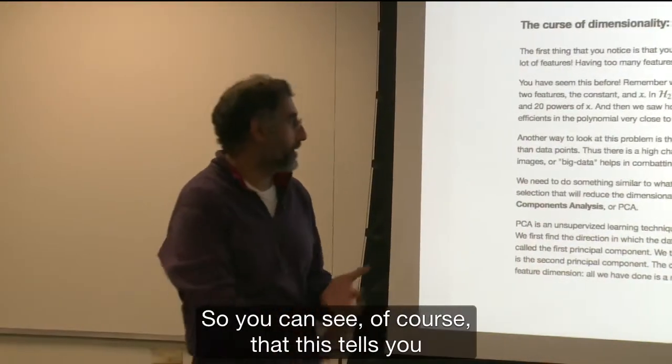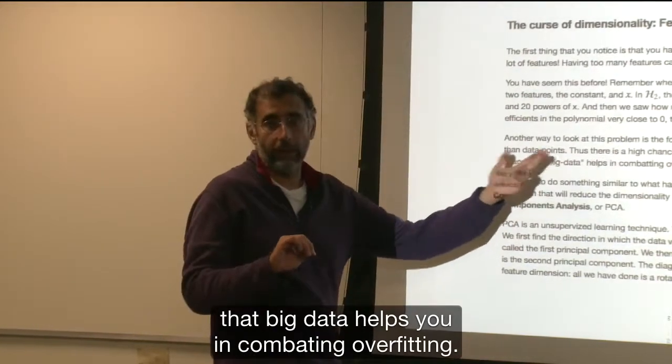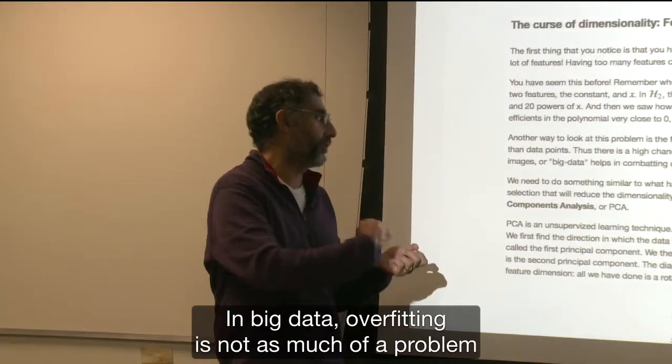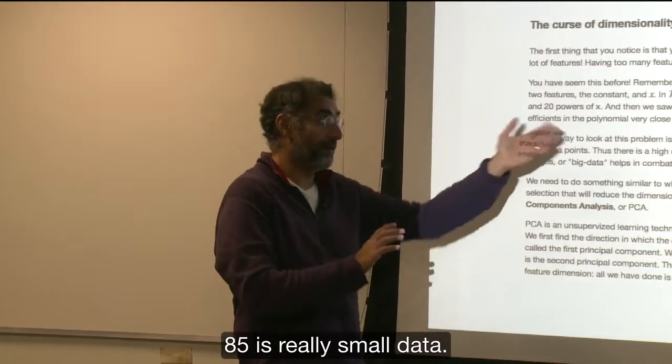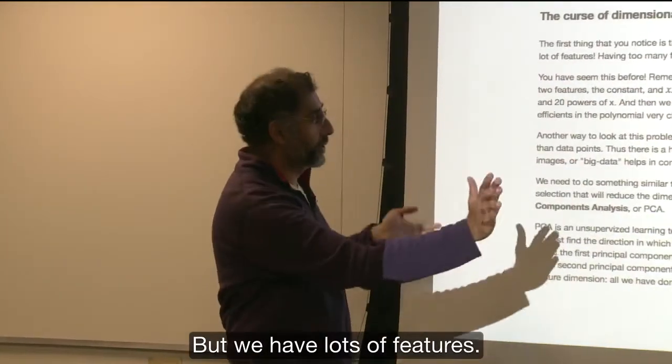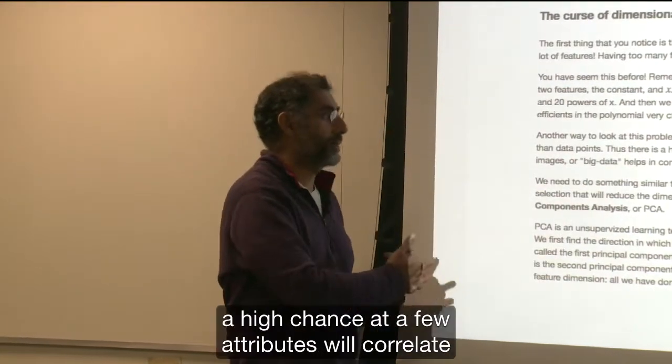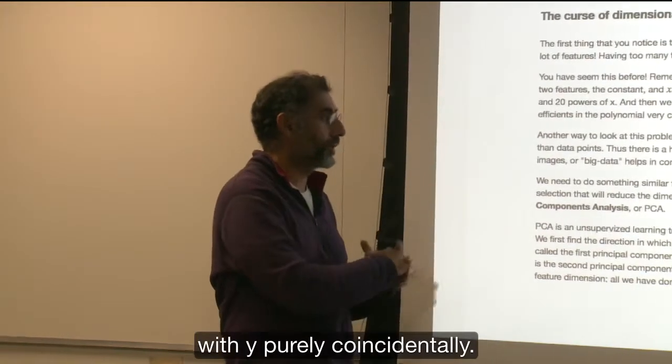So you can see, of course, that this tells you that big data helps you in combating overfitting. And with big data, overfitting is not as much of a problem as it is with smaller data. 85 is really small data. But we have lots of features. And with so many features, there's a high chance that a few attributes will correlate with Y purely coincidentally.